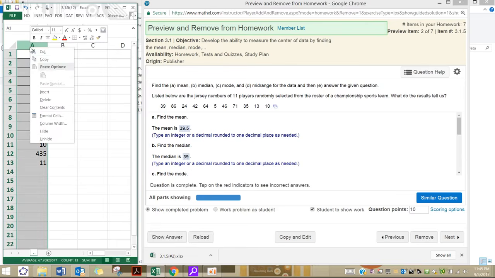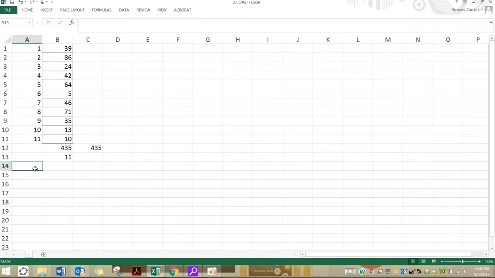Another thing I can do is my mean, which is equal to this amount divided by this amount. This is called a relative formula, where it's referring to previously calculated values. Or I could have just said equals 435 divided by 11. Oops, not D11, just regular old 11. There we go. And you can see that gives you the same answer.